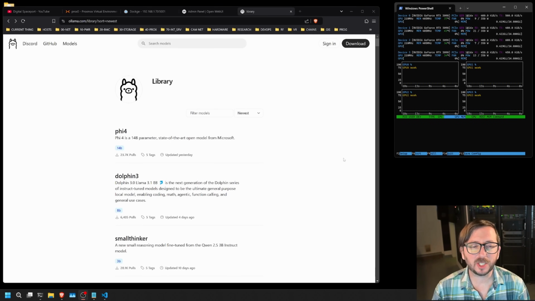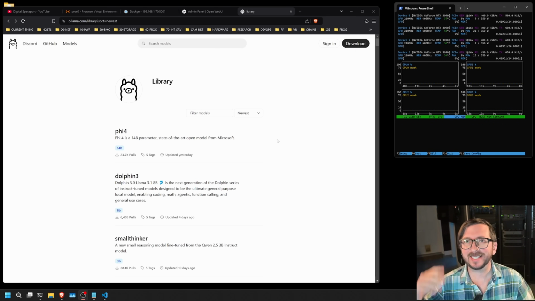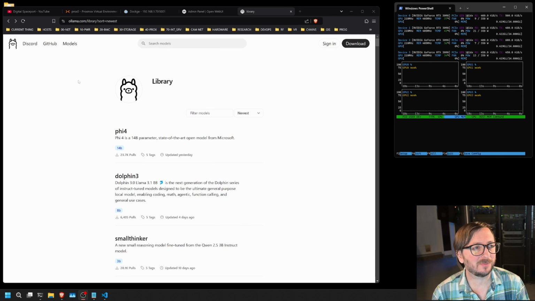All right, today we're going to be checking out Phi-4. This is the latest model drop from Microsoft. It's a 14B parameter build, state of the art. Of course, it's as good as or comparable to GPT-4o. We get claims like this from every model every time, seemingly.